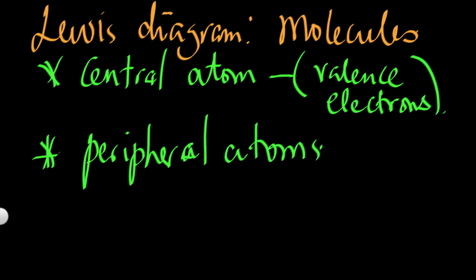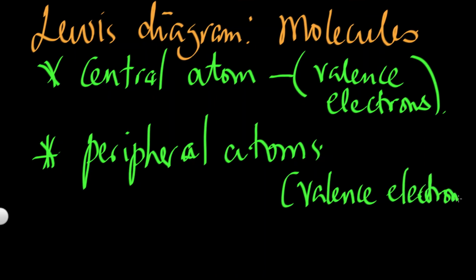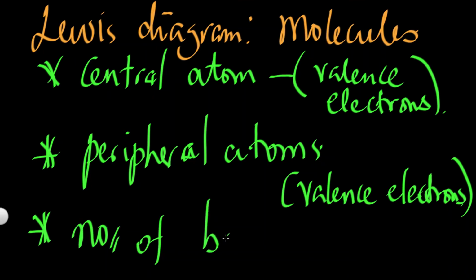These are the atoms surrounding the central atom, and they also have valence electrons. Obviously, valence electrons. You may also need to know the number of bonds. Most of these things, you end up knowing them through experience.